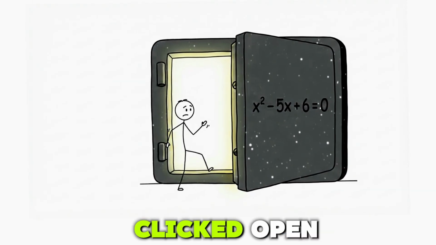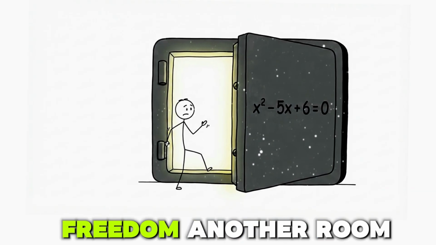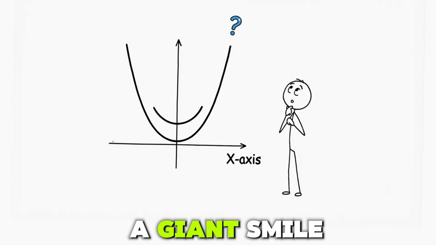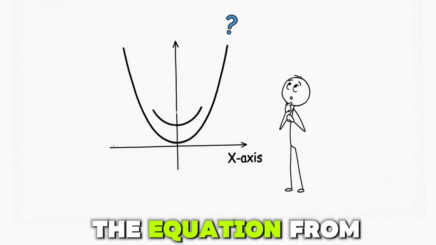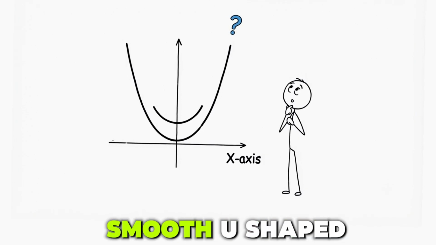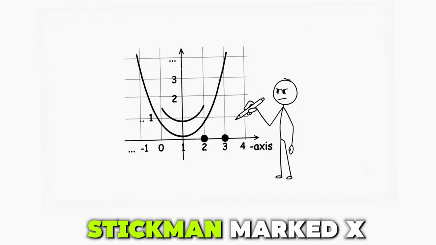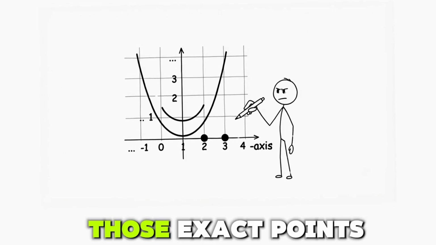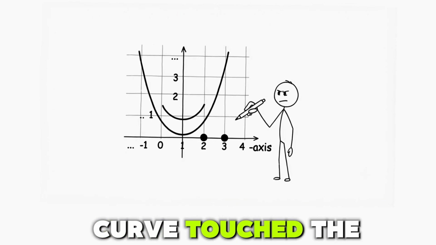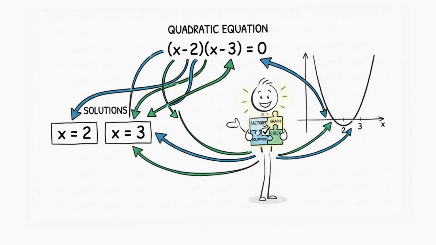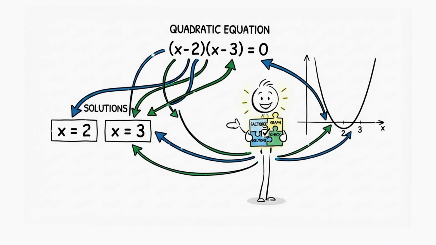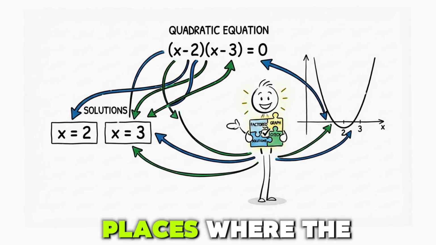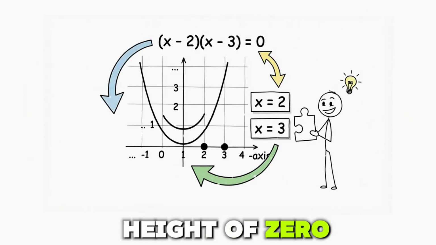The steel door clicked open, but instead of freedom, another room waited. This time the wall displayed a graph shaped like a giant smile. The equation from before was now drawn as a smooth U-shaped curve. Stickman marked x equals 2 and x equals 3. Those exact points were where the curve touched the horizontal axis. Suddenly, everything connected. The algebraic answers weren't random numbers. They were the places where the graph reached a height of 0.